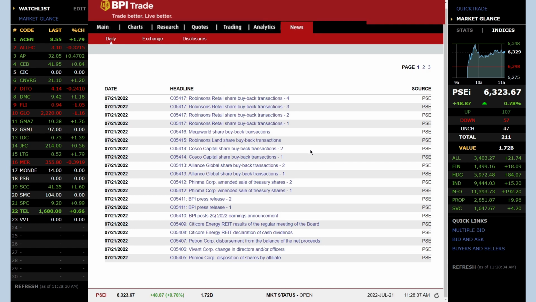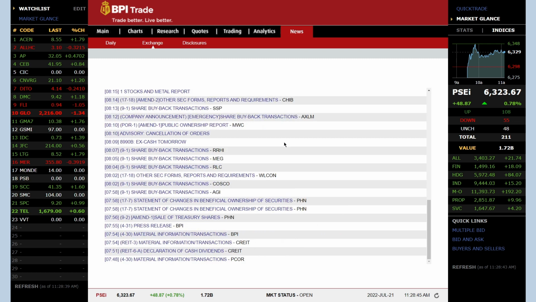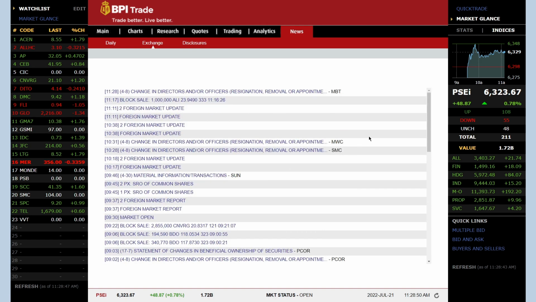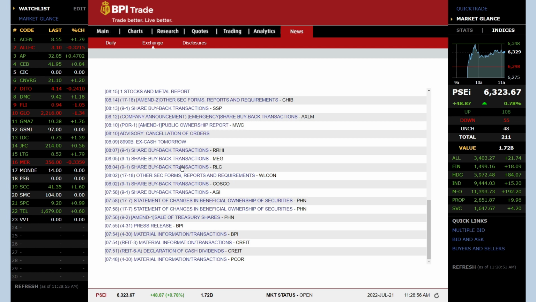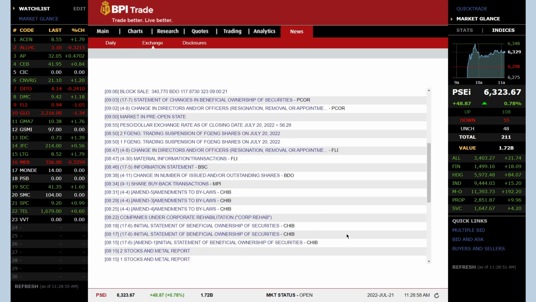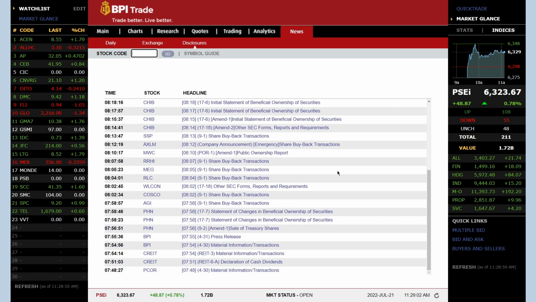So dito makita nyo lahat ng latest news about the PSE and yung mga companies na listed dito. And we have exchange, yan, lahat din ng mga important na announcements, foreign market update, information statement, share buyback, and then declaration of cash dividends. Nandito yung mga disclosures, pwede nyo ring makita.